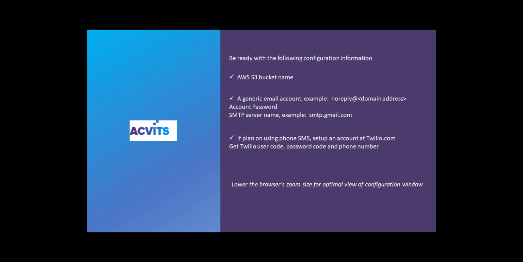You will need AWS S3 bucket name, a generic email address, for example, reply at your domain address, its password, and SMTP server name. For two-factor authentication, you can use email and phone SMS system or just the email service. If you plan on using phone SMS service, open an account with twilio.com. Get the user code, password code, and phone number. Now you are set to update application configuration.